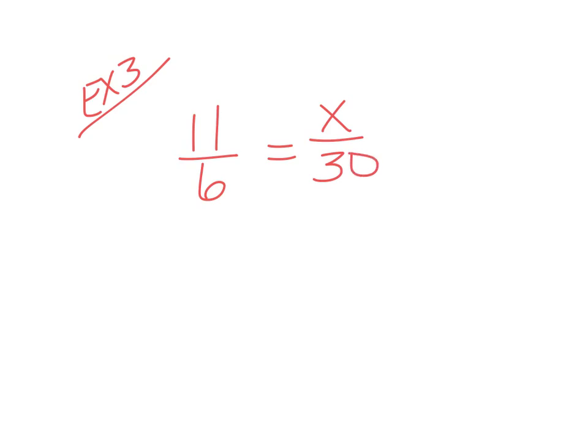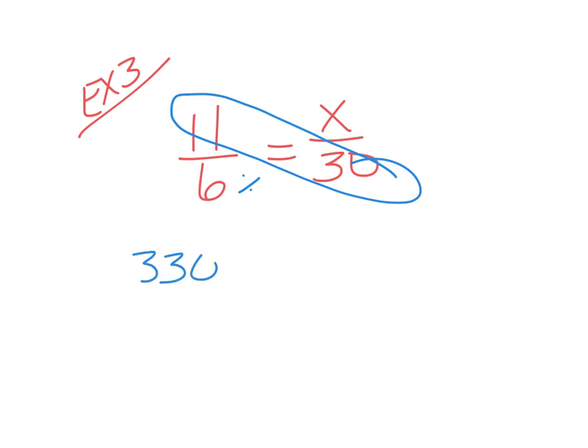Do you guys remember how to solve for this? Yeah, you do this. We're going to cross multiply and divide. So 30 times 11, which is 330, and then divide that by 6. What's 330 divided by 6?